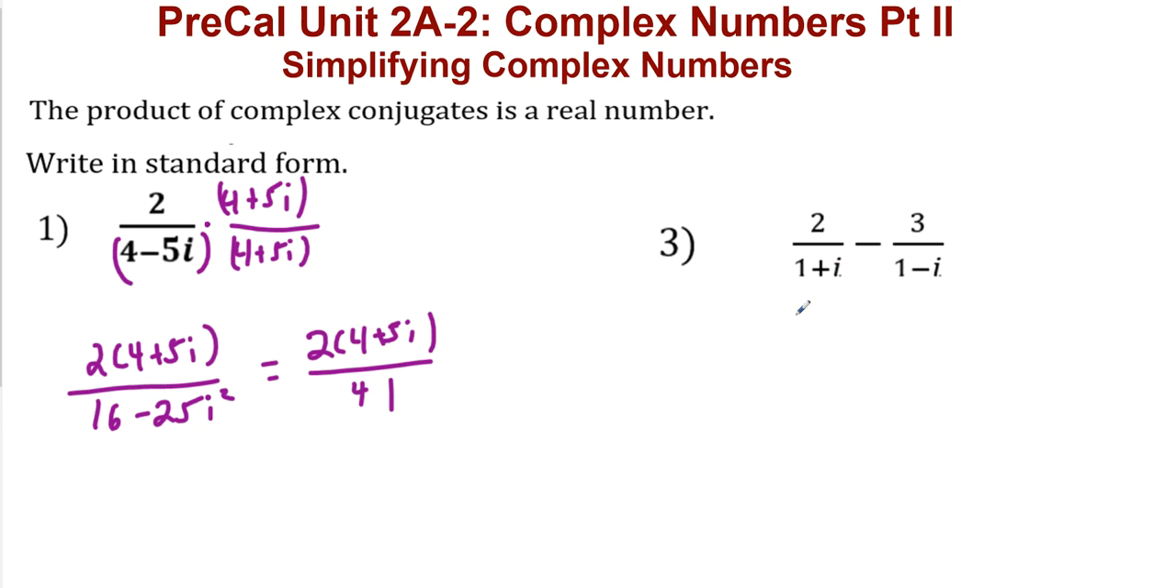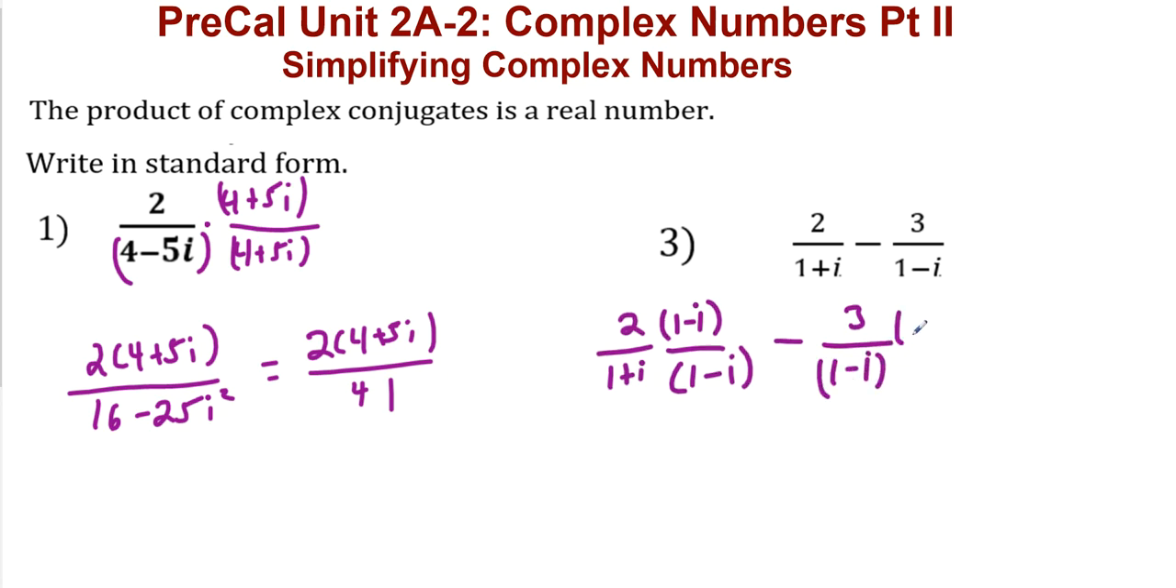All right, so here's an interesting example. We're going to have to multiply by the conjugate on each one. The conjugate being 1 minus i, and the conjugate for this one, 1 plus i. Let's go ahead and take a look at this. So we're going to have 2 over 1 plus i, and we're going to multiply by 1 minus i on the top and on the bottom. And of course, we're going to subtract 3 over 1 minus i, so we're going to multiply 1 plus i on the top and 1 plus i on the bottom.